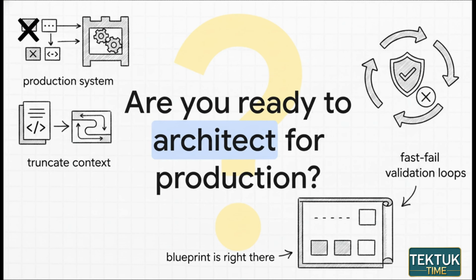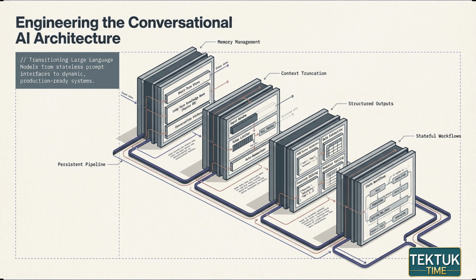So, I leave you with this final challenge. It is time to abandon those fragile, stateless prototypes that only work in a pristine sandbox. You now know the mechanics of the zero memory problem, you know how to engineer conversational state, how to truncate context to beat the token bottleneck, and how to build automated fast fail loops. The blueprint is officially yours. So the only question left is, are you ready to actually architect for production?